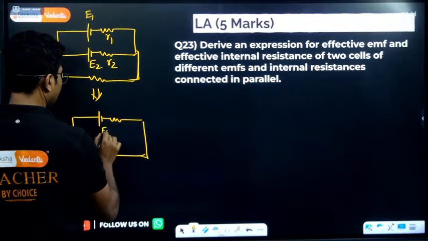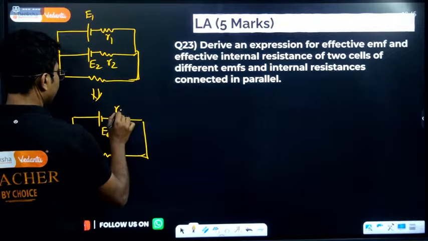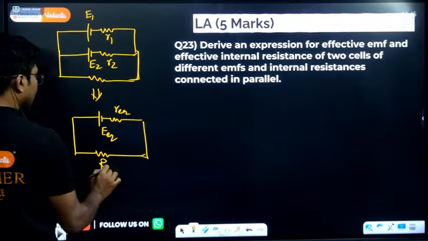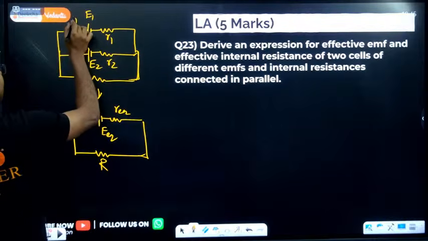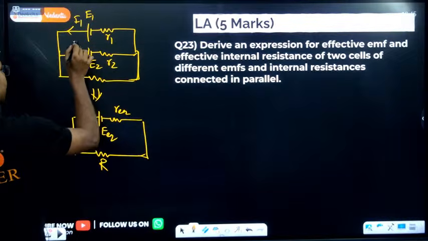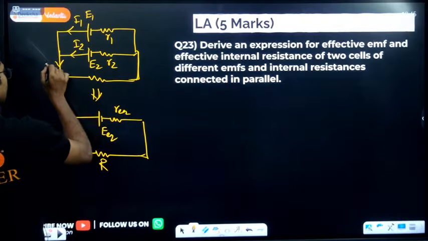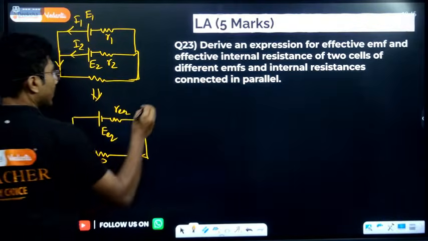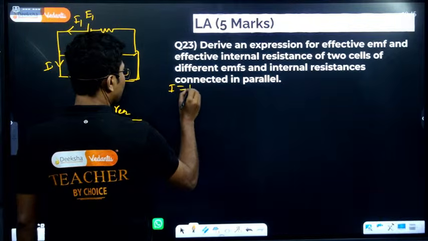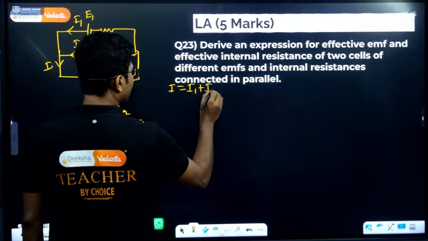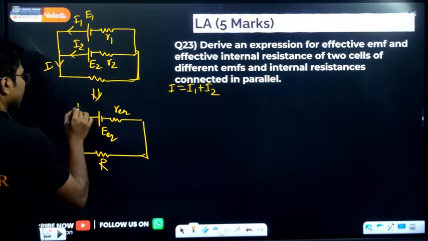This is the epsilon equivalent, this is R equivalent, and this is the external resistance. Suppose the current passing through this is I1, current passing through this is I2. Total current in the circuit is I equals I1 plus I2. Here the total current is I.